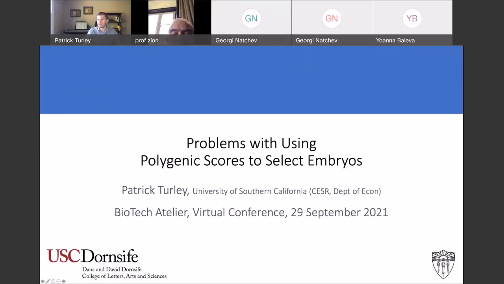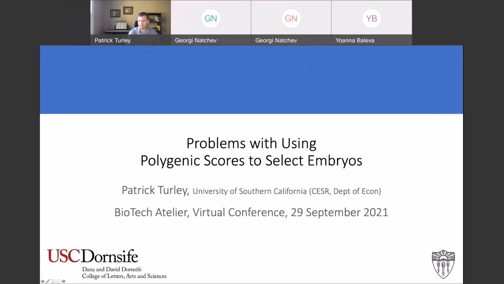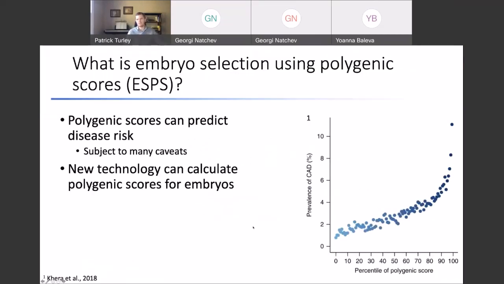Great, so I'm going to talk about problems with using polygenic scores to select embryos. It was discussed a little bit in the first panel in this session, but I'm going to go a little bit deeper into some of the issues involved in using polygenic scores to select embryos. First, just a very, very brief description of what embryo selection using polygenic scores is.